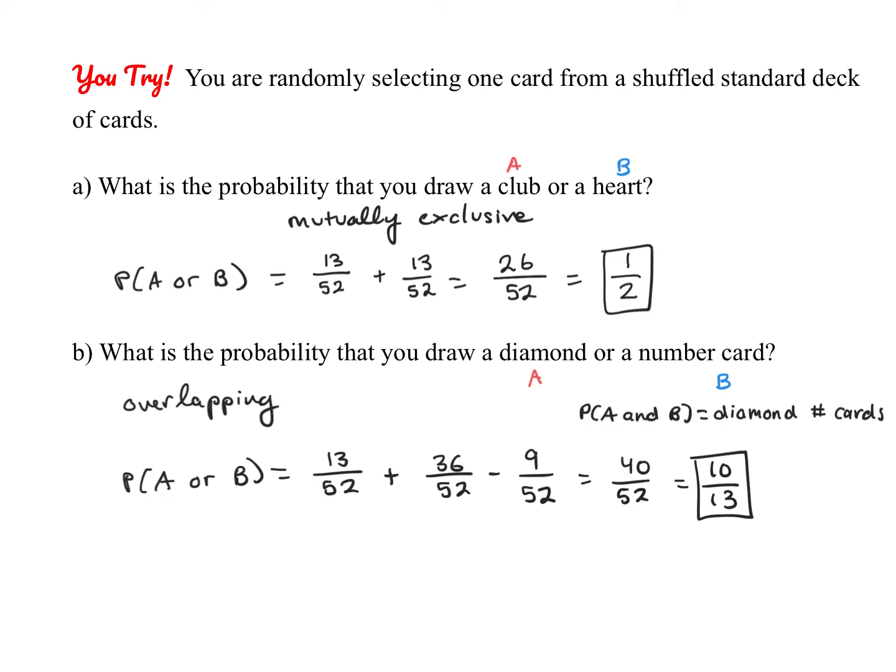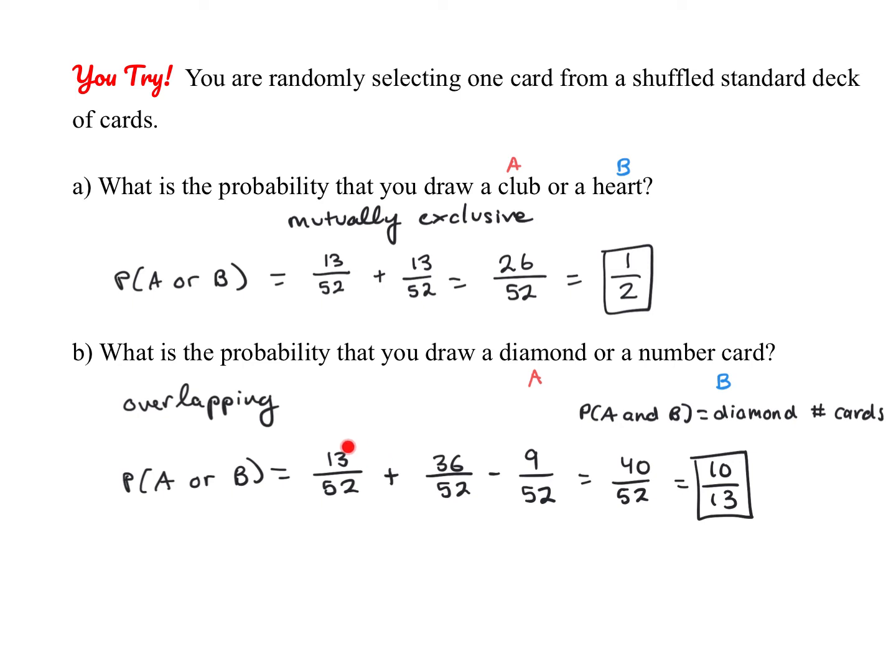All right, go ahead and check your work here. So for example A, drawing a club and drawing a heart are mutually exclusive. There's no overlap in clubs and hearts, so you find their individual probabilities and add them up, so you get 1/2. But if your events are drawing a diamond or drawing a number card, those are overlapping events because there are cards that are both diamond and number cards.